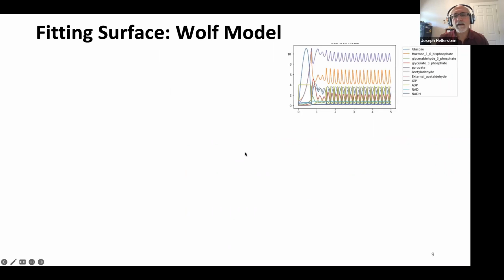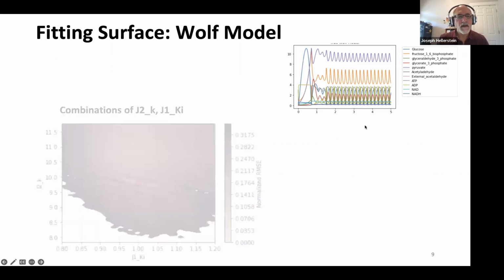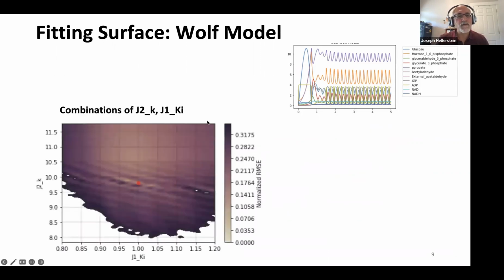Okay, now let's go back to the Wolf model. So the Wolf model is a little bit different. I'm just going to consider two of the parameters to be fair. So we're in the same kind of framework as before. It's a more complicated model. You remember there's a lot of nonlinearities in it. I'm looking at two of the parameters. I don't show the reactions here. I probably should, but these are for these two parameters, J2 underscore lowercase k and J1 underscore capital Ki.